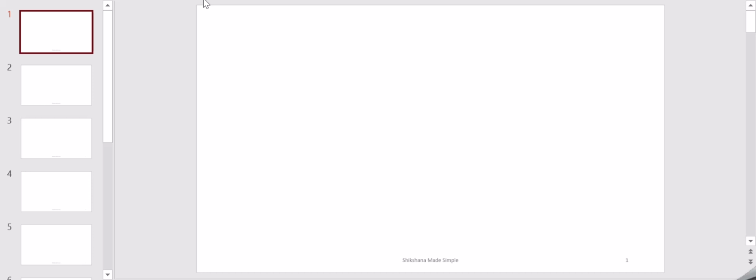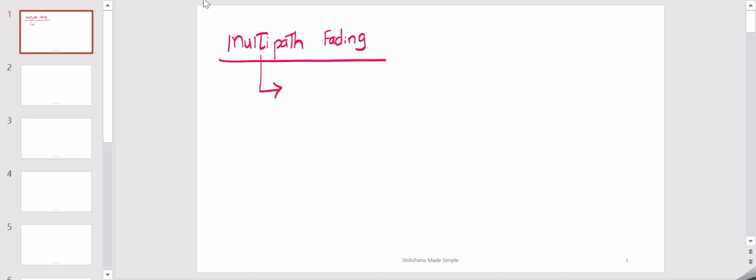Today, I will talk about the important concept that is called multipath fading. All right. So, let me write the equation for multipath components. As we know, multipath is nothing but multiple components of the signal present at the receiver, right?